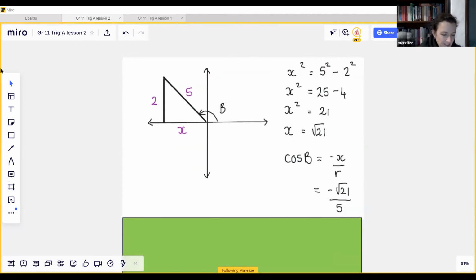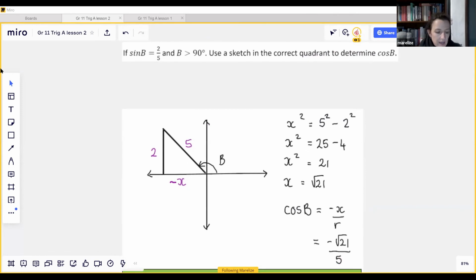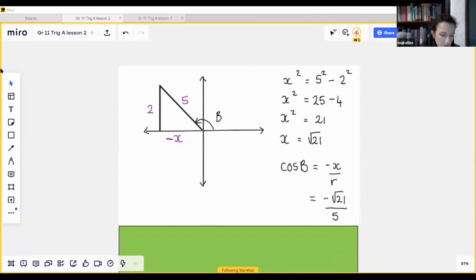Okay. So it says that sine B is 2/5 and beta is greater than 90 degrees. Use a sketch. Okay, so we had to draw in the second quadrant. So if you want to, you can give yourself a tick for drawing in your angle B, for putting in your sides in the correct place. So that's minus x, and that's 2. And then also for drawing in the correct quadrant.